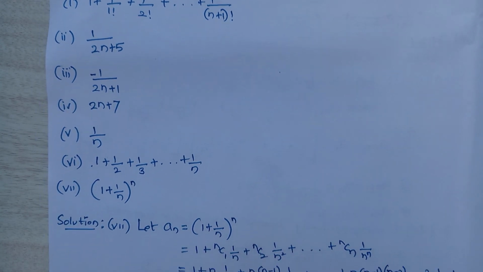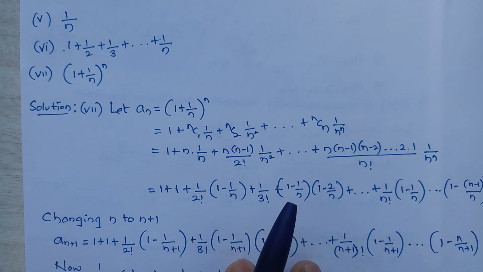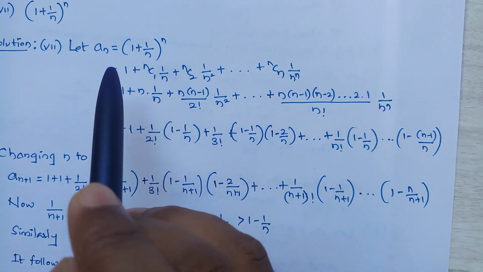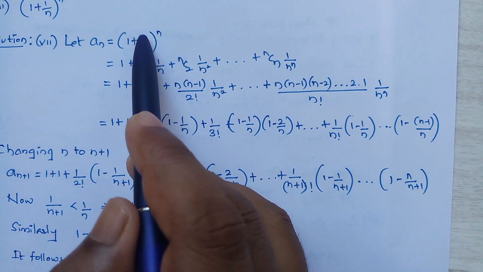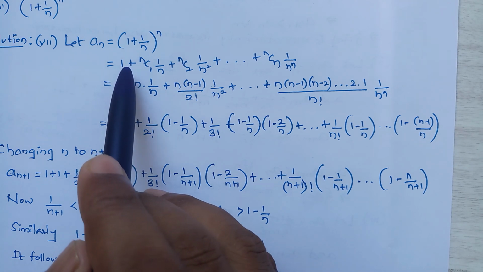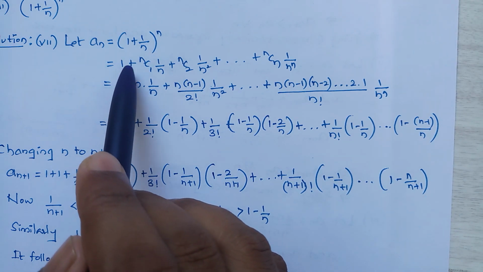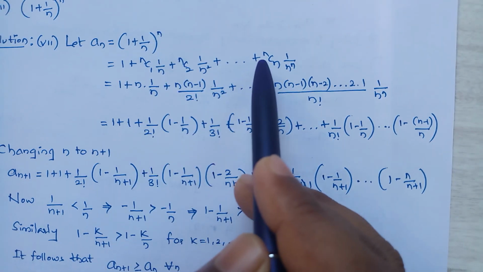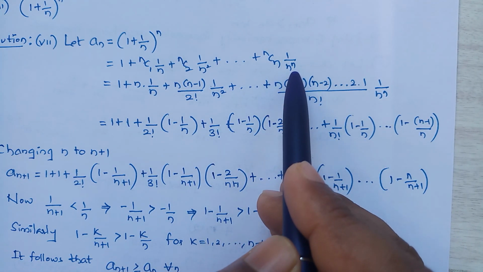So for the 7th example, I am taking a_n equal to (1 plus 1 divided by n) to the power n. Using the binomial theorem, I am writing this as 1 plus nC1 times 1 divided by n, plus nC2 times 1 divided by n square, plus so on, up to nCn times 1 divided by n to the power n.